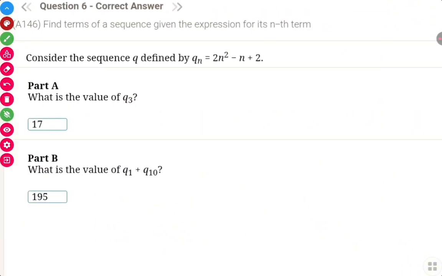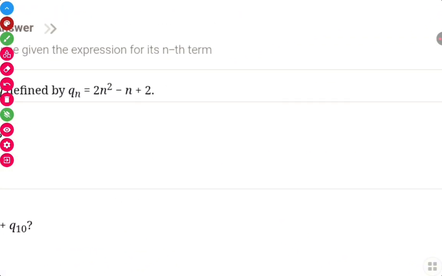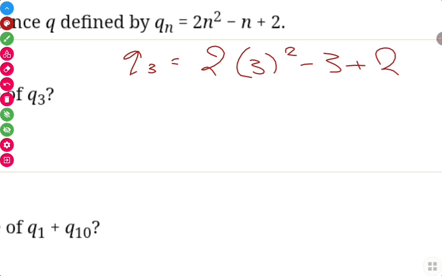Okay, they give us another sequence now. They want the value of Q3, so same thing, substitute 3 into n. Q3 is equal to 2 times 3 squared minus 3 plus 2. Put this into calculator. You get 17. So Q3 is equal to 17.